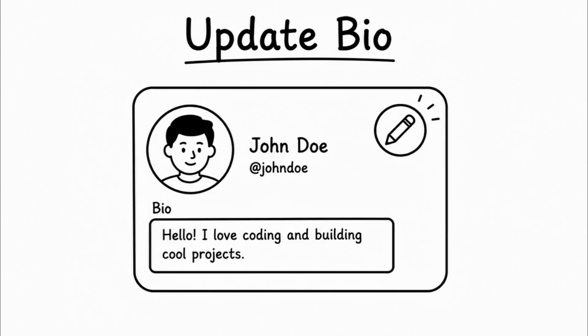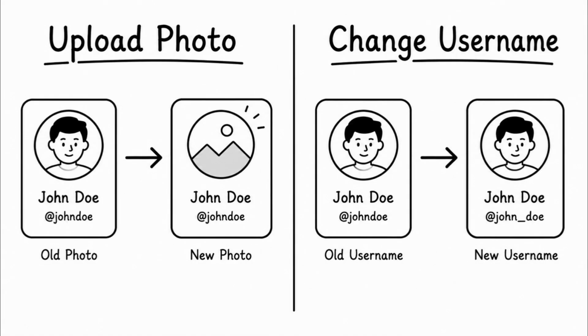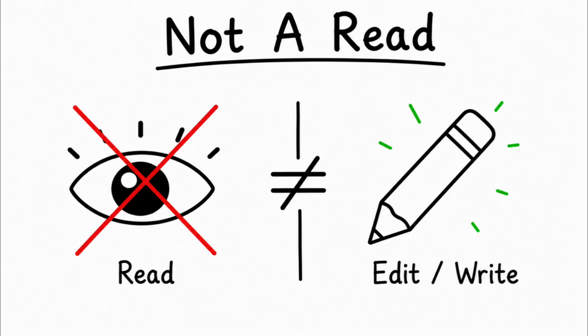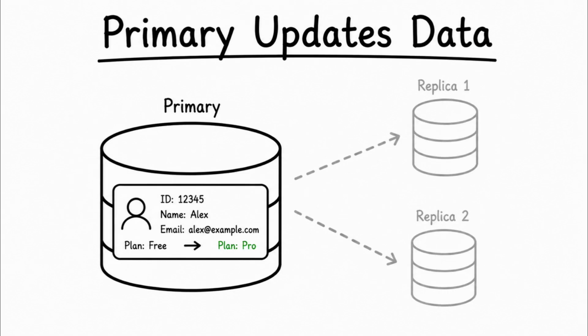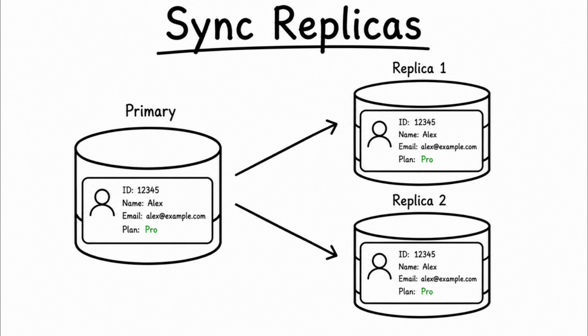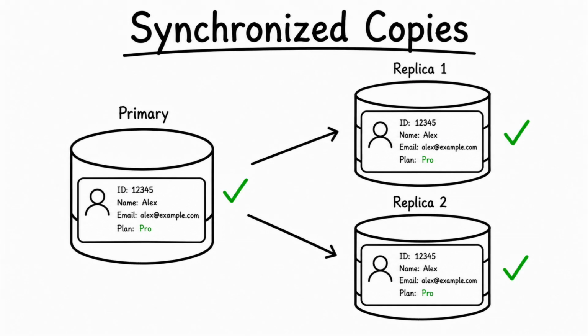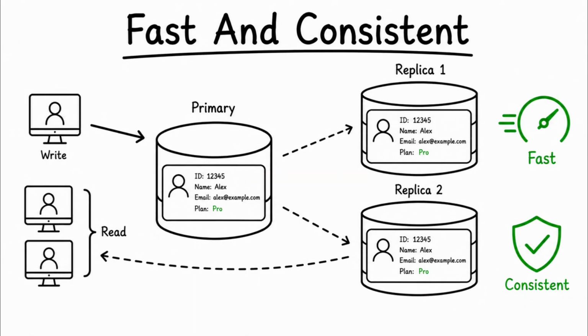Step 8. What about writes? Now suppose you update your bio, or upload a new profile picture, or change your username. This is no longer a read operation. This is a write operation. Writes usually go to the primary shard. The primary database updates the data, then that update gets copied to replica databases. This keeps all copies synchronized, so reads remain fast while data stays consistent.